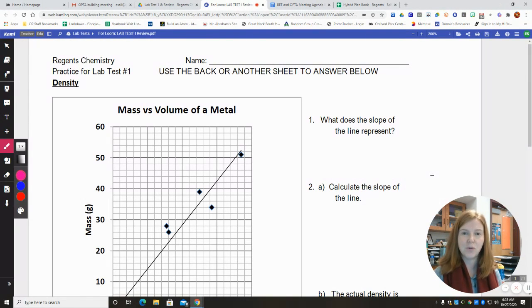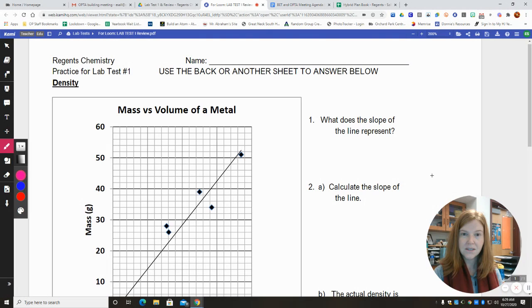And as always, if you are preparing for the lab test and you have questions, maybe you don't understand why an answer is the way it is, please ask me, because this review sheet is shockingly similar to the lab test that you are going to receive your next class day, all right?